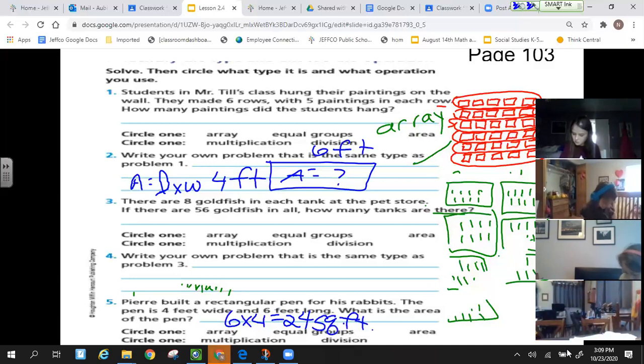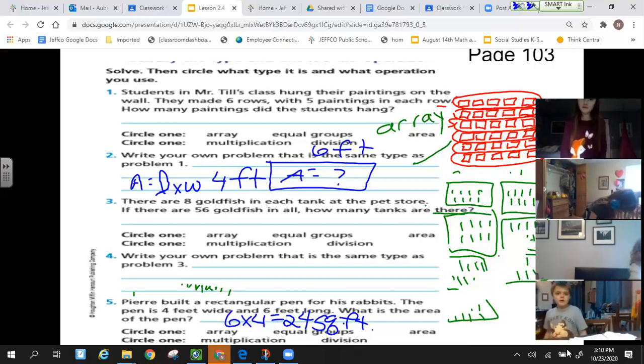Now, can you figure out what type of problem that is? Here's your test. Stand up if you think it's an array problem. Stand up if you think it's an array. That we used this strategy to help us. Stand up if you think it's equal groups, where we did this strategy to help us. Stand up if you think it's an area problem.